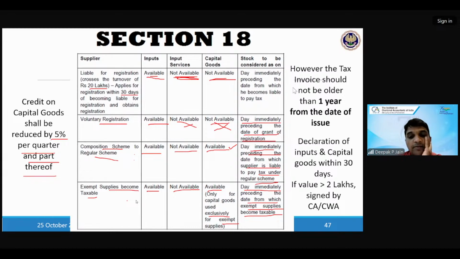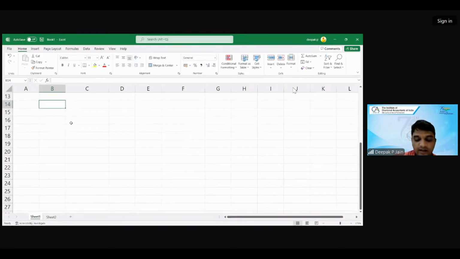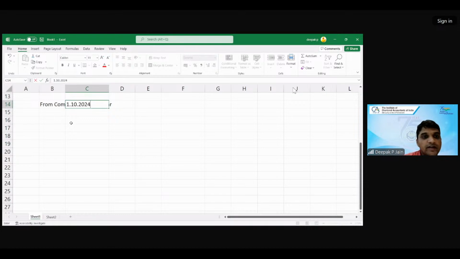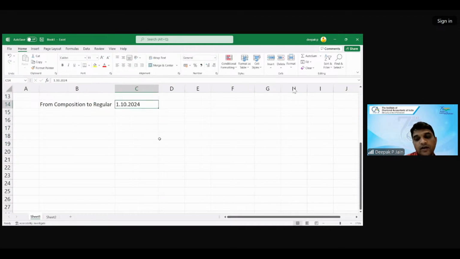Can you explain ITC on capital goods with example again? So yeah, I'll share an Excel sheet. So देखिए, I am getting converted from composition to regular on 1st of October 2024. Okay. So I am getting converted from composition to regular from 1st October 24.